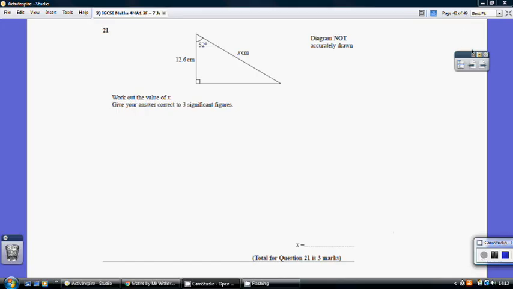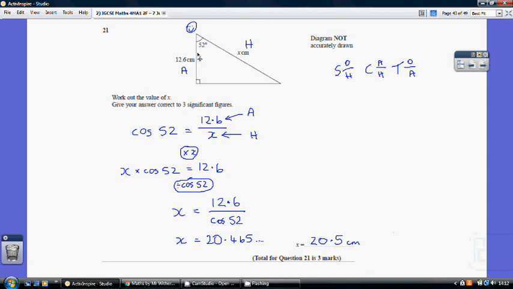Question 21. So, to work out the value of x, we're going to have to use trigonometry. So, picture yourself at the angle. This side is adjacent to me, and this side is the hypotenuse. So I'm going to use cosine of the trigonometry ratios. Cosine being the adjacent over the hypotenuse. So cosine 52 equals my adjacent side of 12.6 over my unknown hypotenuse.